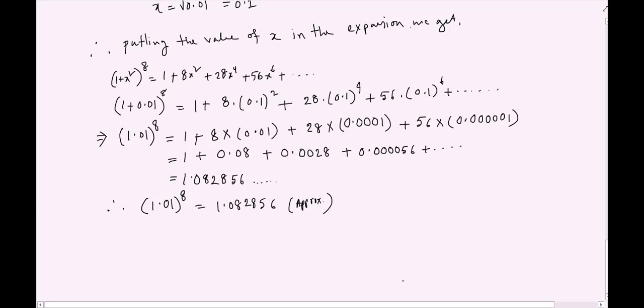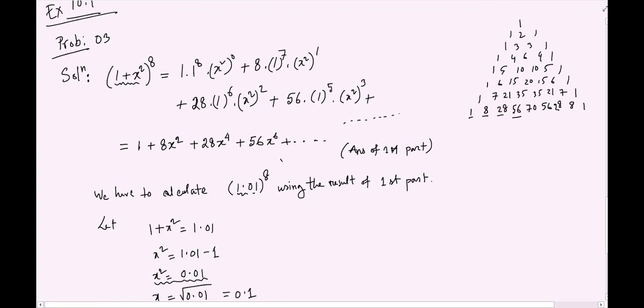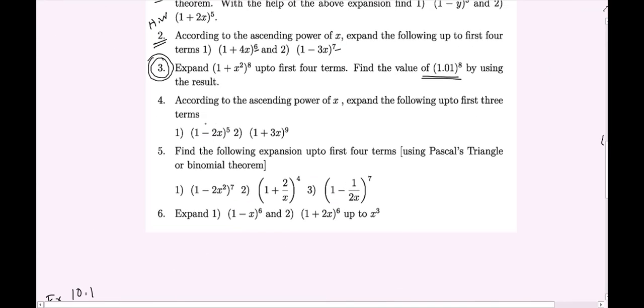Now we will go ahead and see what will be the next. According to the ascending power of x, expand the following up to first three terms. Then we have to expand these up to three terms. So I think you can do it by yourself, because I have shown you how to expand this power series in the binomial expansion in our last two lectures. So I will not do it. You have to do it by yourself.